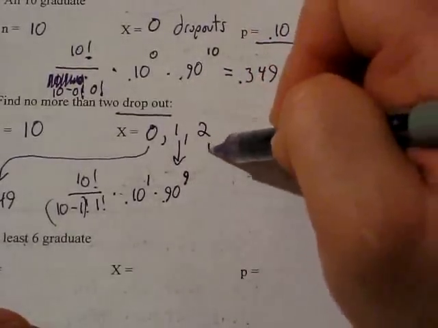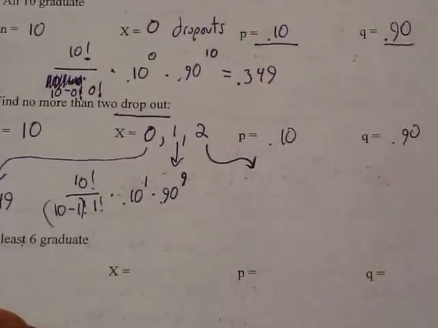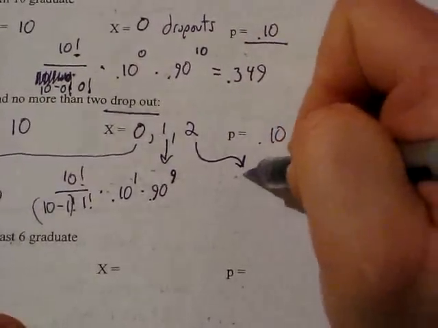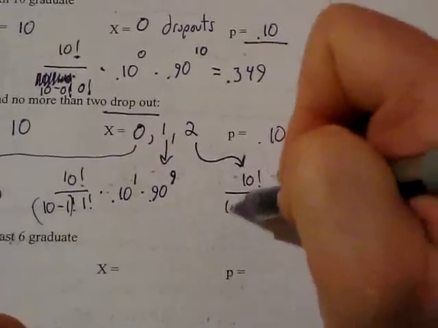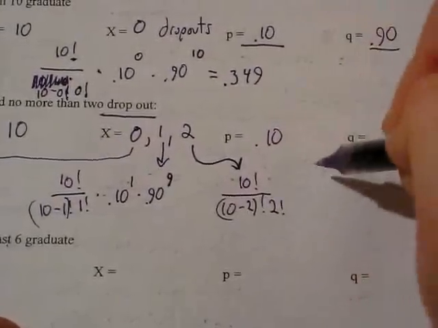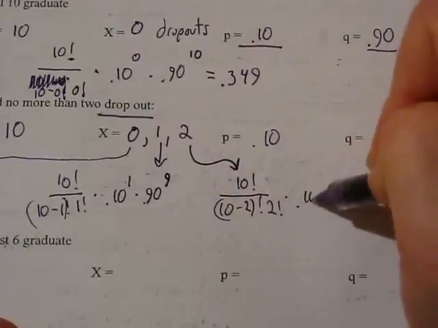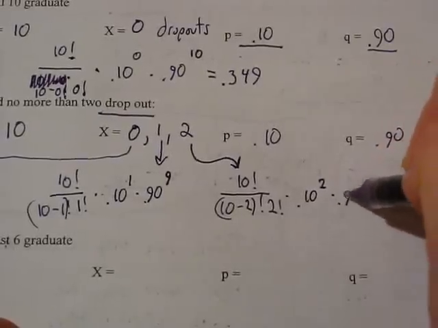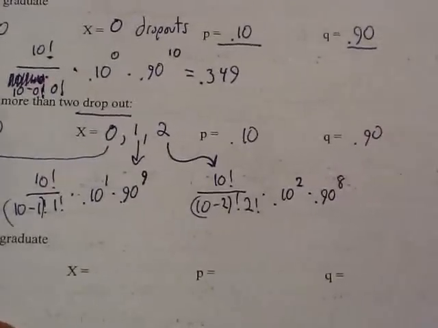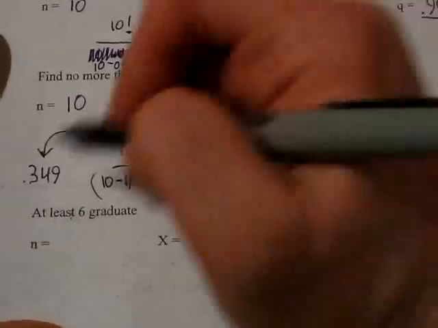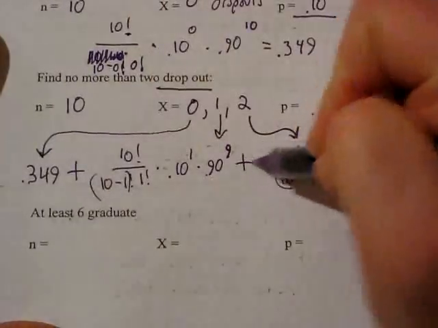Now, we're going to do the situation where we want to see the probability that only 2 dropped out. Well, that's going to be 10 factorial over (10 minus 2) factorial, which is 8 factorial, times 2 factorial, times 10% to the second power, times 90% to the 8th power, or 10 minus 2. So we're going to get all these answers, and we're going to add these together.